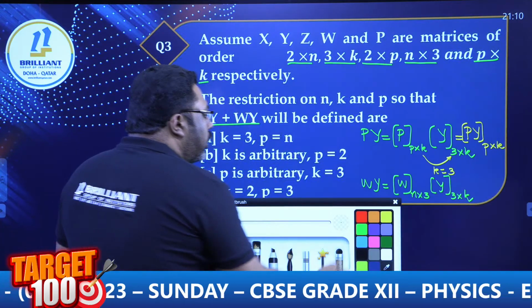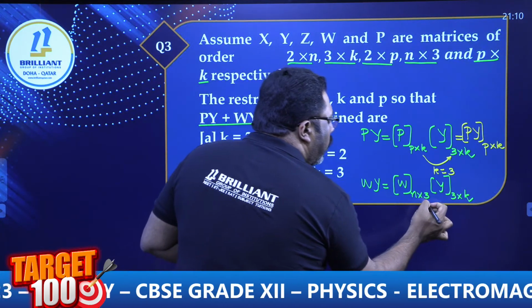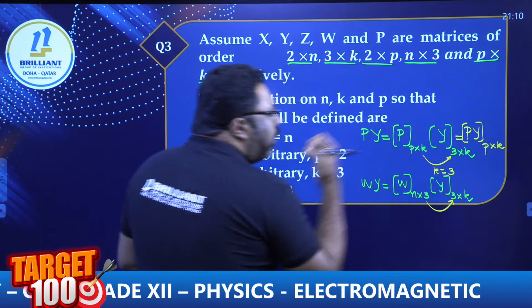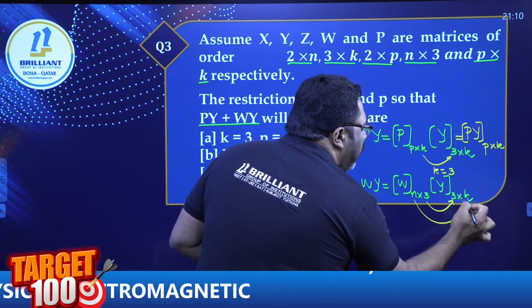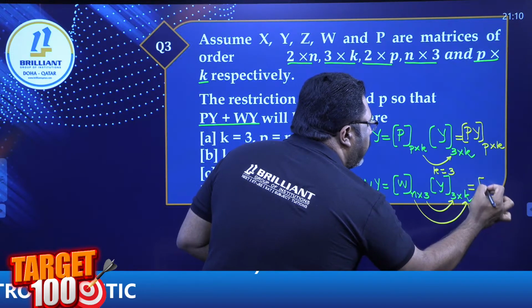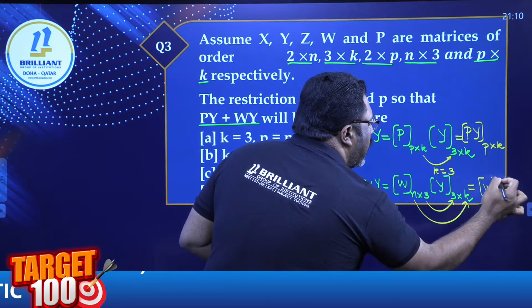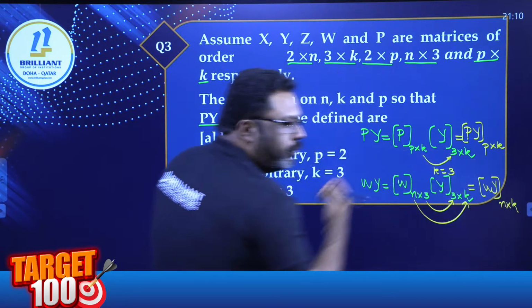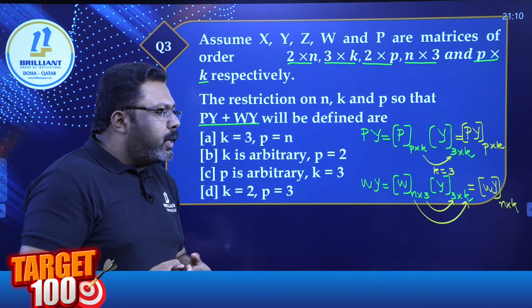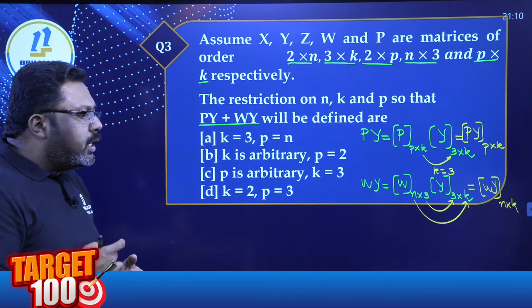Now you can try to do it. We know that these two are already equal, so nothing to know about that. And the outside will be the order of Wy. What is the order of Wy? N by K. Yes, answers started coming. Prapti, right answer. Joel, right answer.